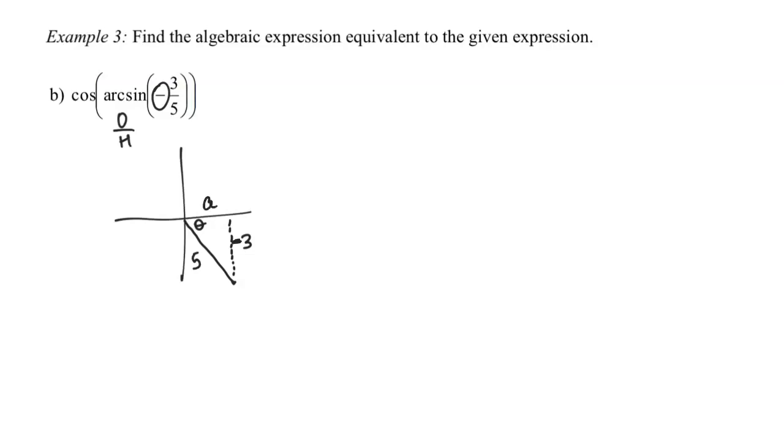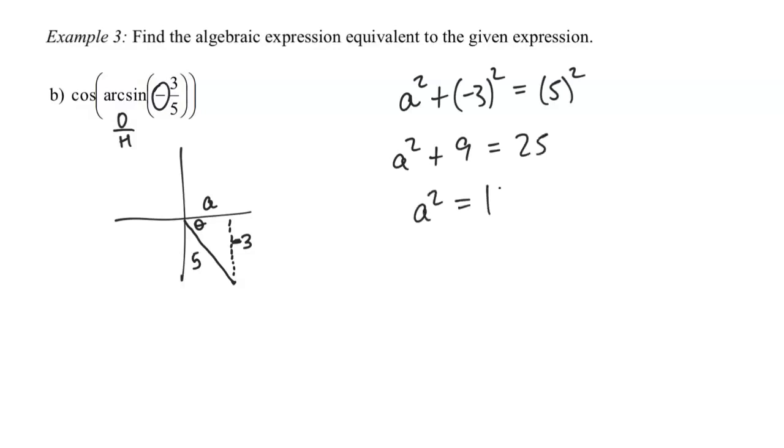I'm just going to call it a for the time being until we can solve for it. And so this is going to be a squared plus -3 squared is equal to 5 squared. And some of you might have been able to figure this out because of it being a Pythagorean triple, and that's perfectly fine if you understand that, but otherwise you're going to need to solve for it like I'm doing here. And so a squared is equal to 16 means that a is going to equal 4. And so I'm going to erase my a here, and I'm going to replace it with a 4.